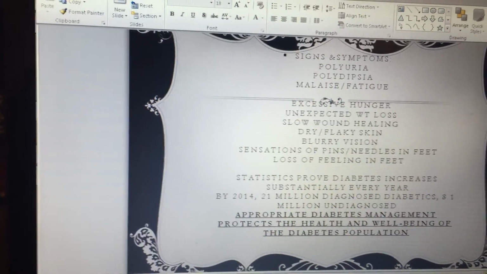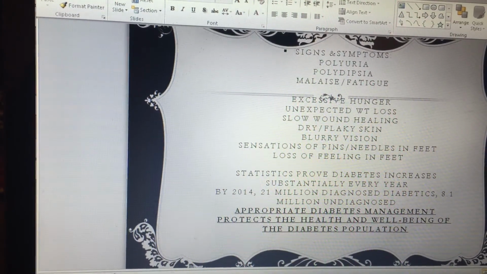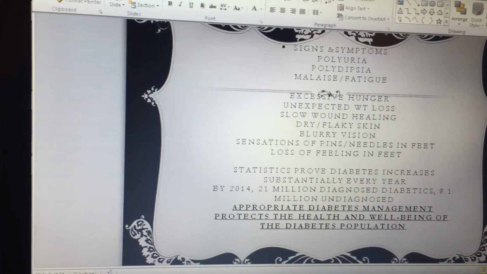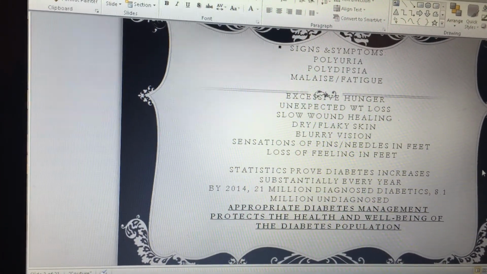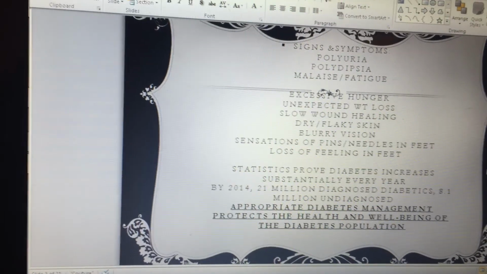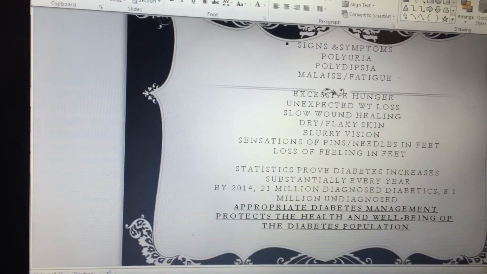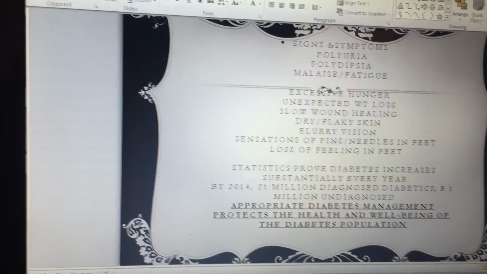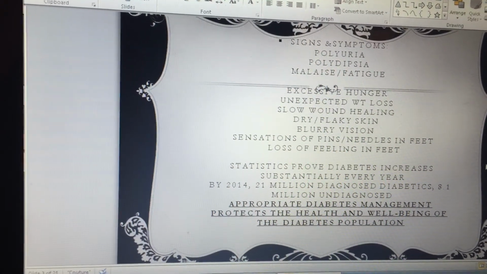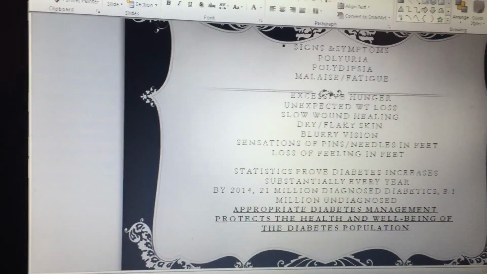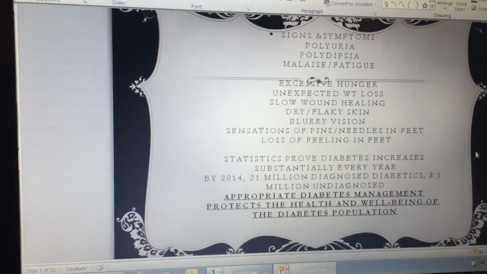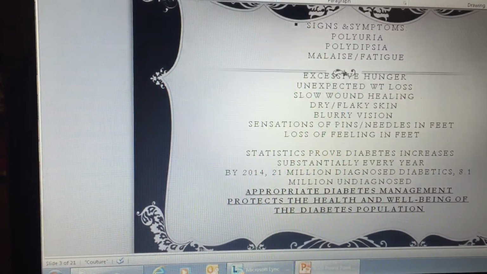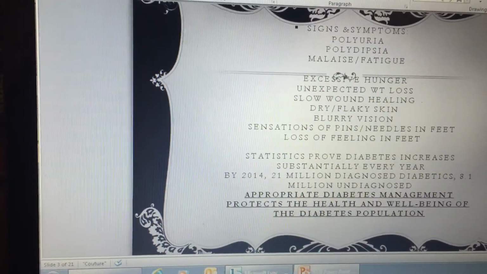Signs and symptoms include increased urine, increased thirst, fatigue, excessive hunger, unexplained weight loss, slow wound healing, dry, flaky skin, blurry vision, sensations of pins and needles in the feet, loss of feeling in the feet. Statistics prove diabetes increases substantially every year. By 2014, 21 million Americans are diagnosed diabetics. Another 8.1 million were undiagnosed diabetics. Appropriate diabetes management protects the health and well-being of the diabetes population.